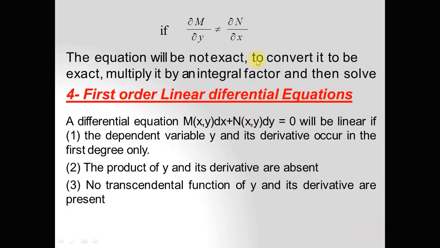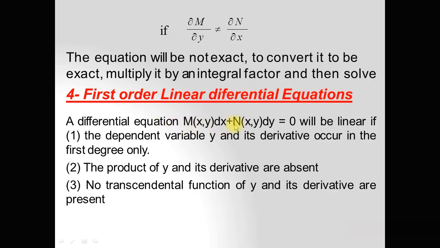So dear students, note that if an equation is non-exact, then try to convert that non-exact differential equation into the exact form by multiplying an integrating factor. So first of all, find an integrating factor, then multiplying that integrating factor to the non-exact differential equation, it will become an exact differential equation. But how to find an integrating factor? We have already discussed 4 cases for finding an integrating factor in the previous lectures. Now the 4th case is first order linear differential equations.